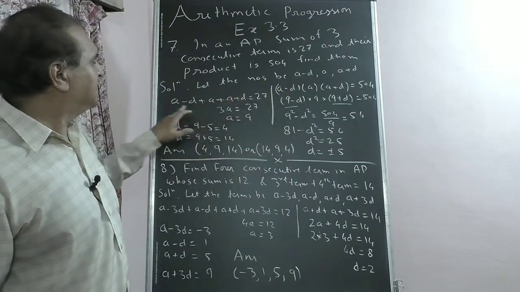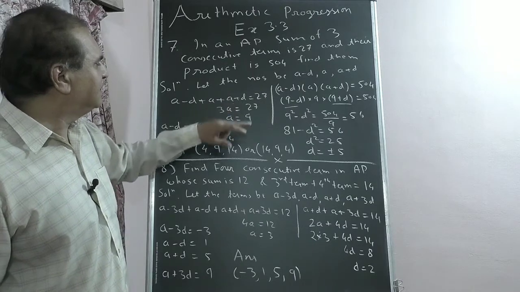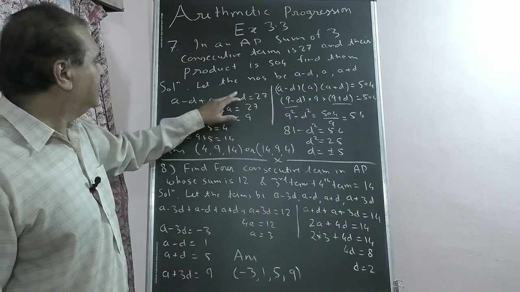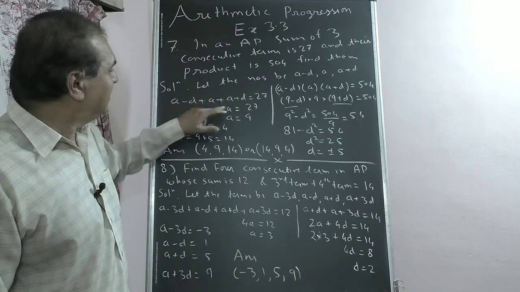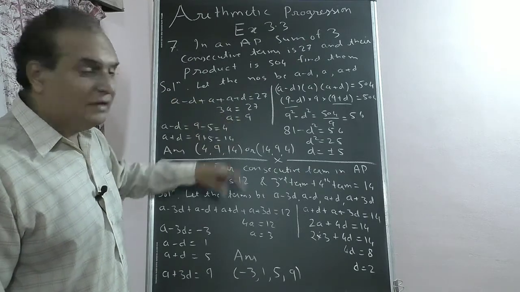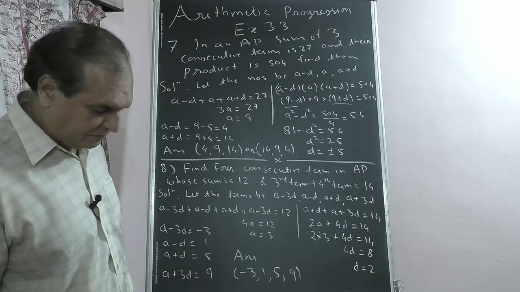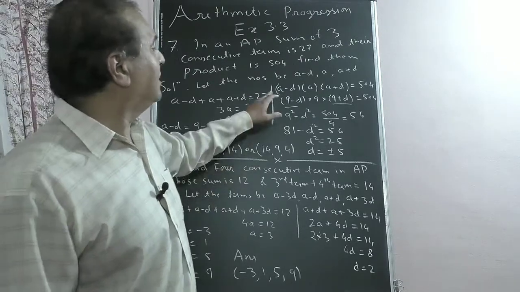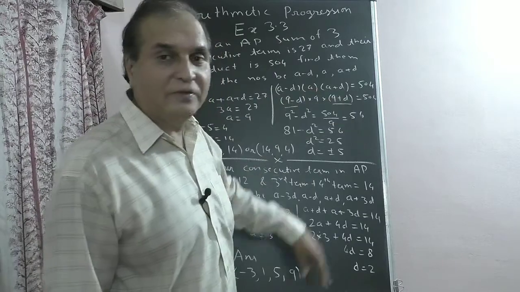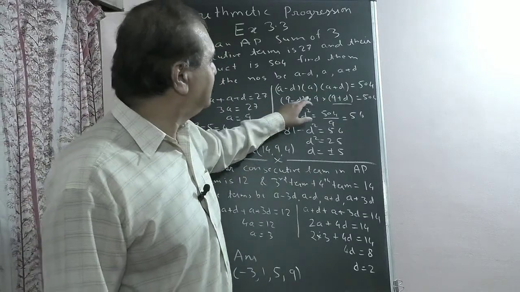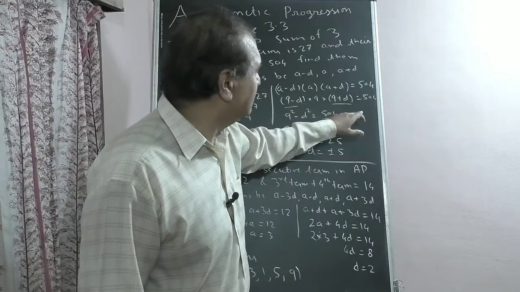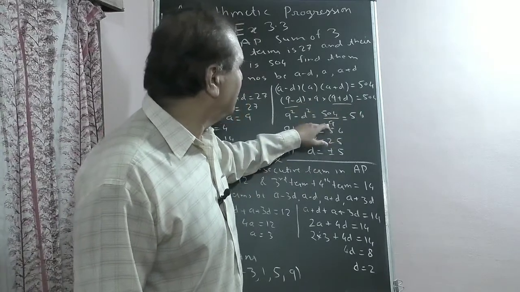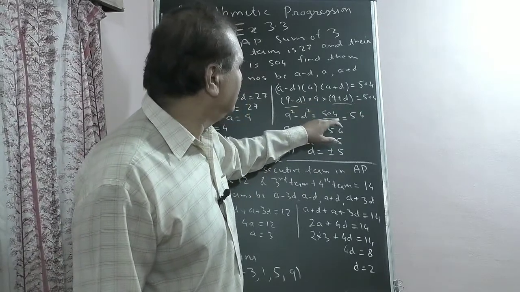Their sum is 27. A minus D plus A plus D is 27. 3A, plus D minus D cut. That was our benefit. So 3A directly gives A as 9. Second condition, their product A minus D, A and A plus D is 504. So 9 minus D, 9 and 9 plus D is 504. This 9 will shift down. 504 upon 9, cutting, 56.